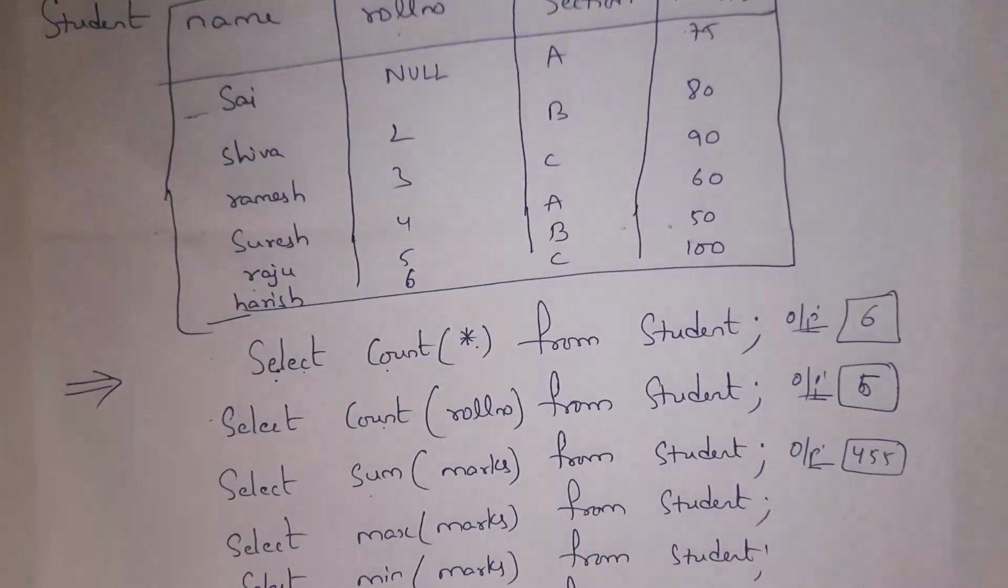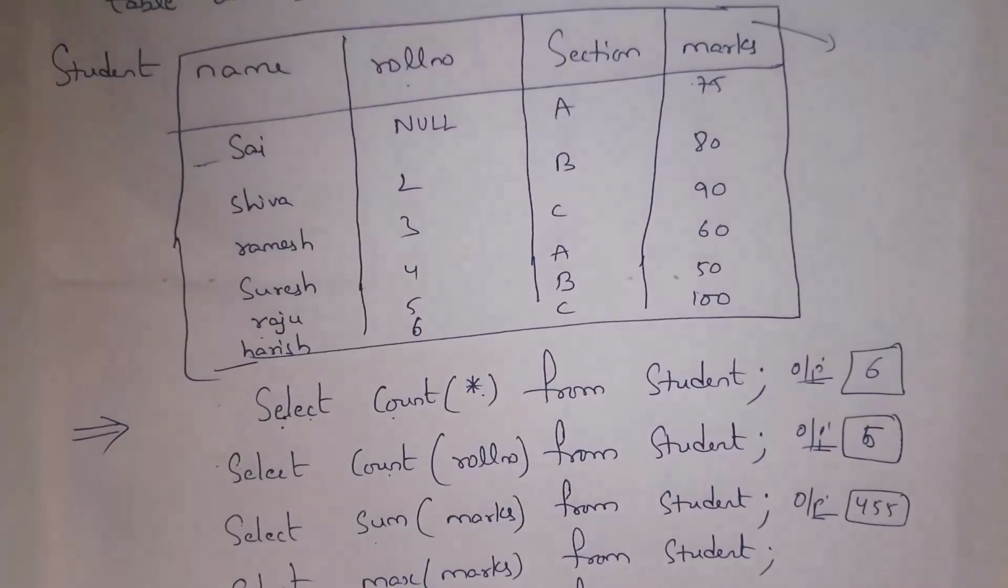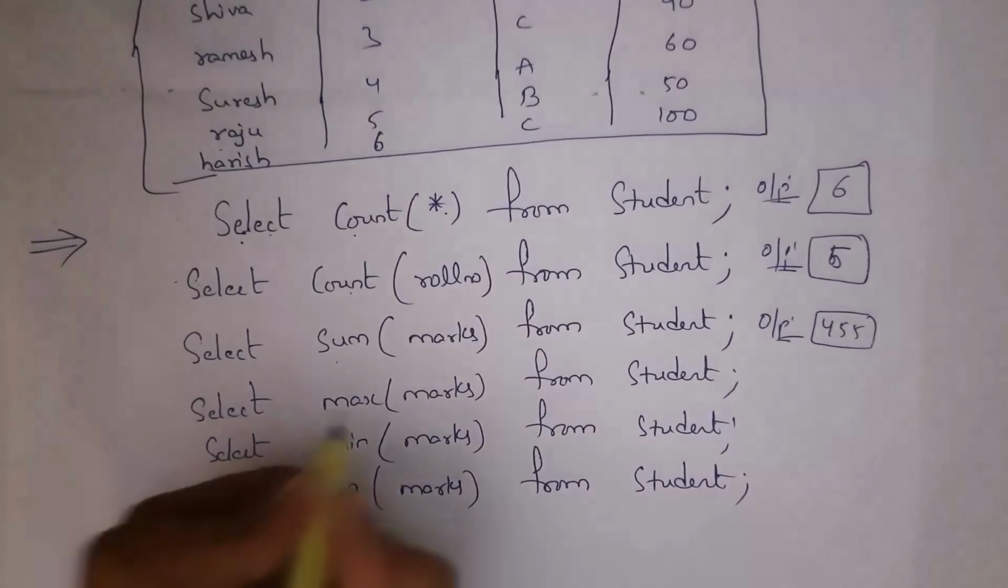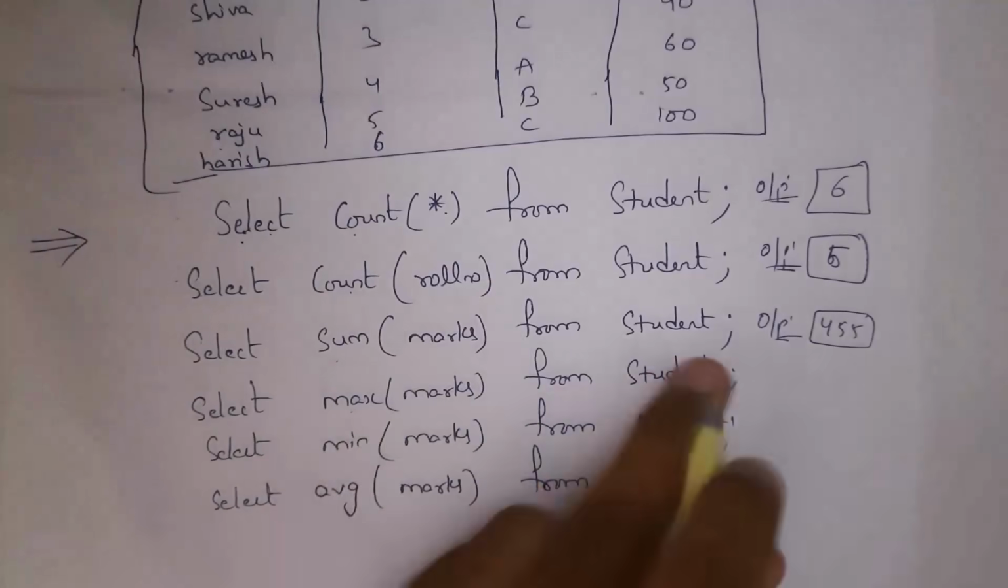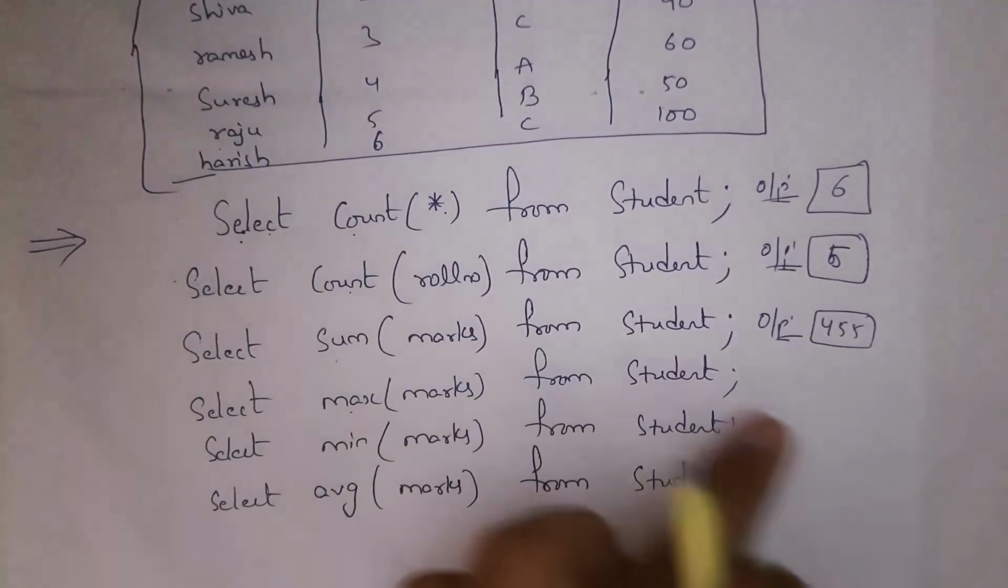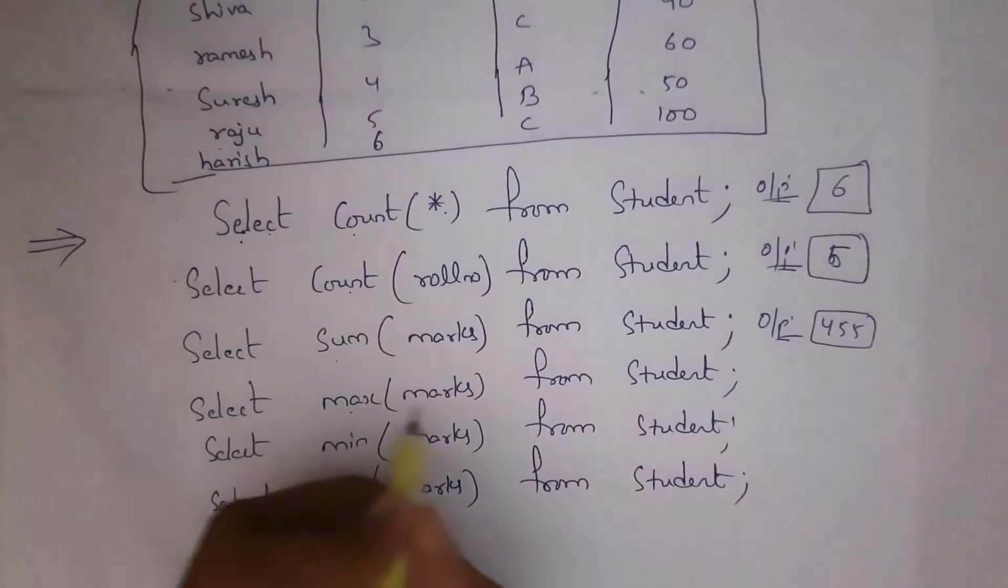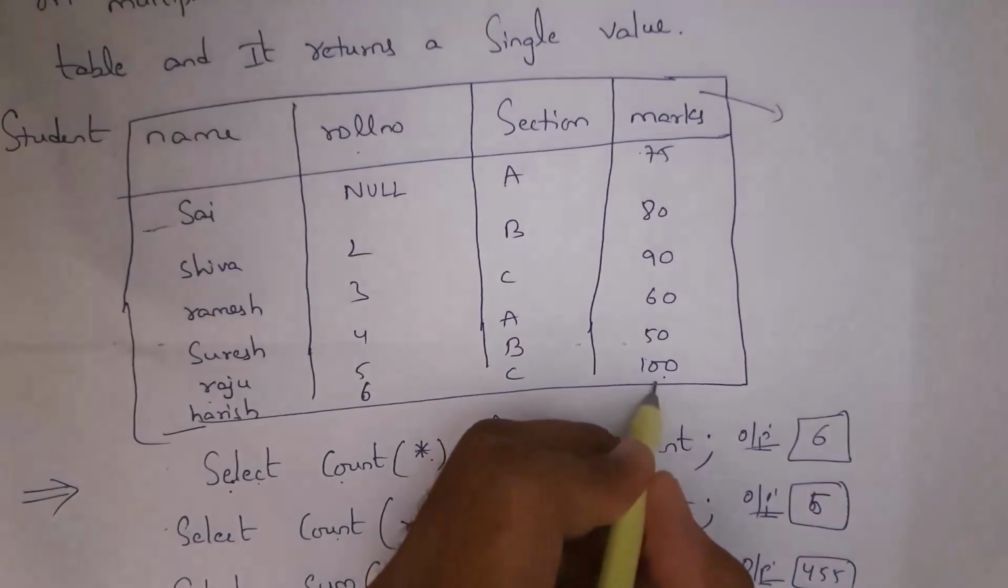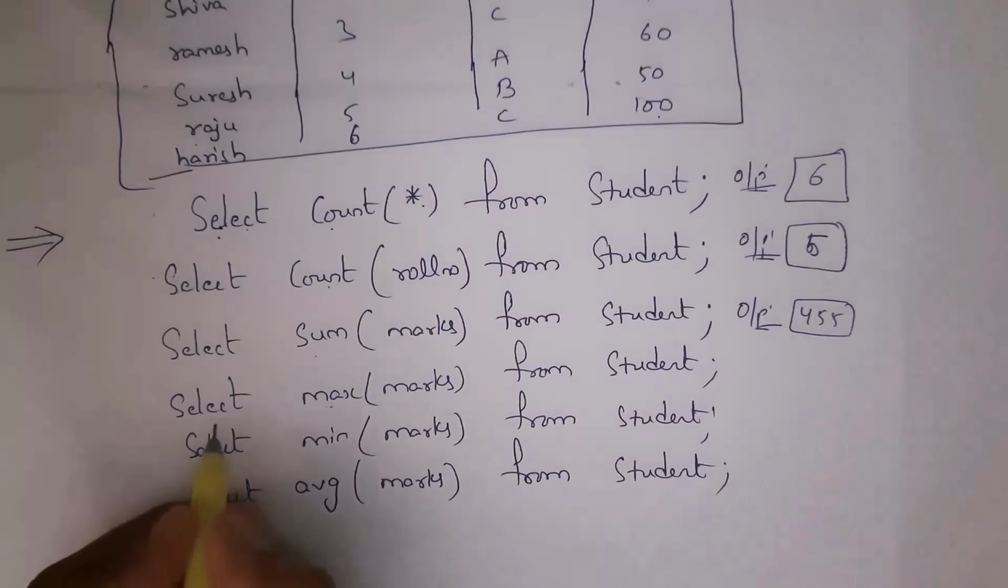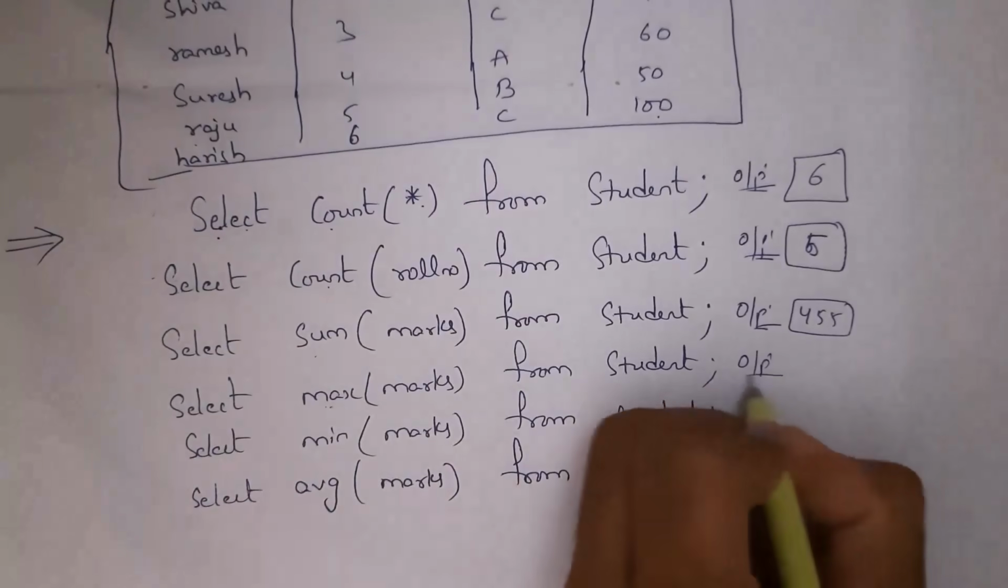Next I will explain the use of the max function. The max function is used to identify the maximum number in a particular column, whereas the min function is used to identify the minimum number. For example, I want to identify the maximum and minimum values in this column. For that purpose, we need to use the max and min functions. So I write select max of marks from the student table. Whenever I write this code and click enter, it will find the maximum number in the marks column. Here the maximum value is 100, so it will display the output 100.